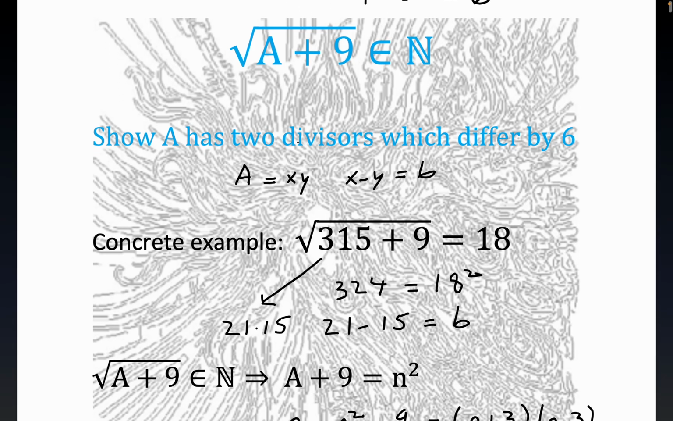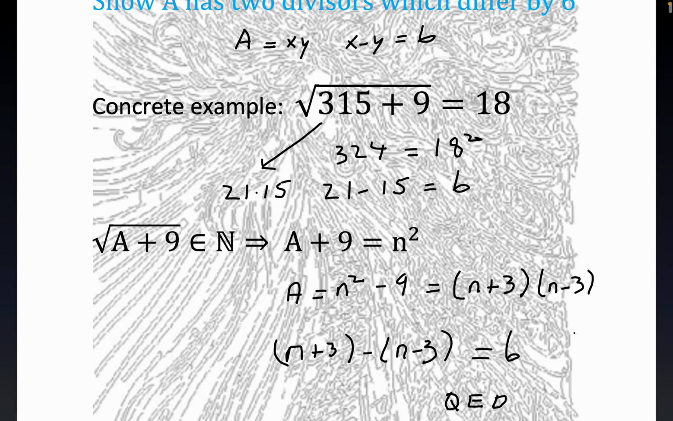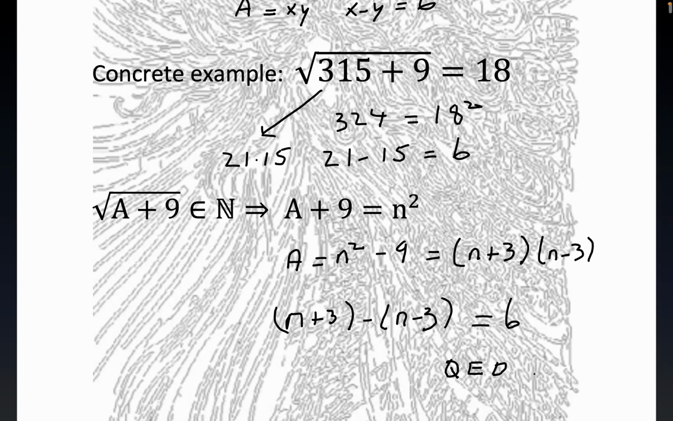But anyway, the general proof is very, very straightforward. Just recognize that when you square the given information, you get a very natural looking difference of two squares result. You get this factorization, and it's clear that these two factors are always going to differ by 6. So that completes the proof, folks.